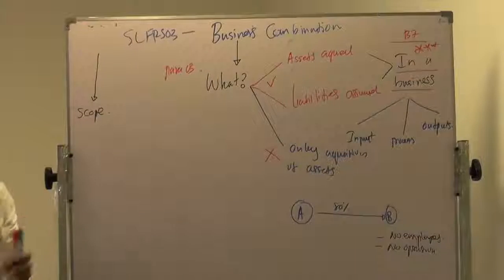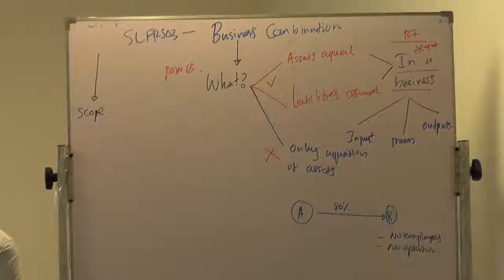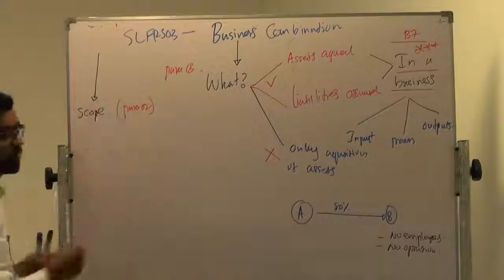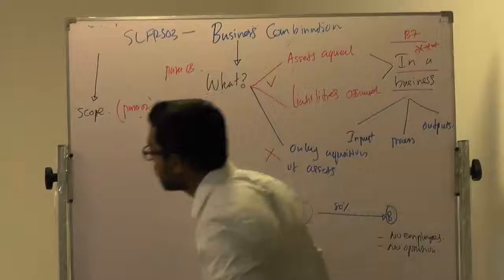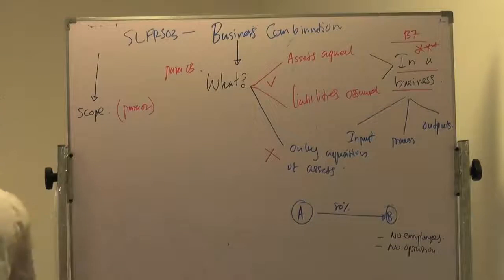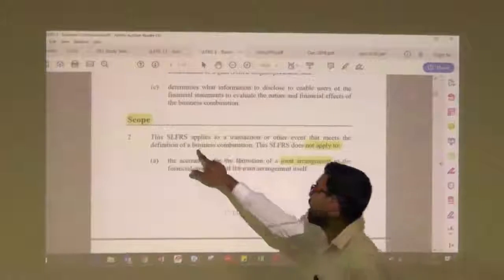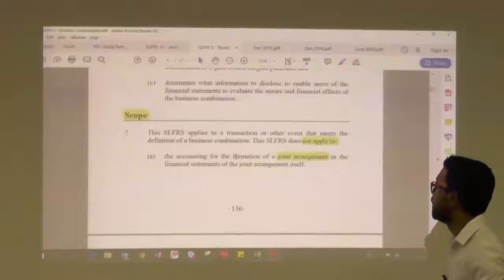Scope is explained in paragraph 2, right? Now if you read this paragraph, this SLFRS applies to a transaction or other event. Suraj, can you take this? Other events that meet the definition of business combination. Now we have defined the business combination. Already have defined it, right?